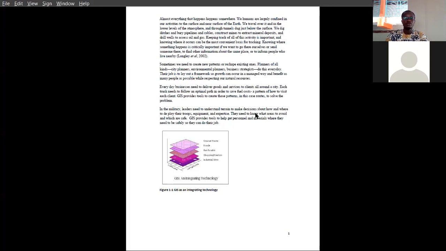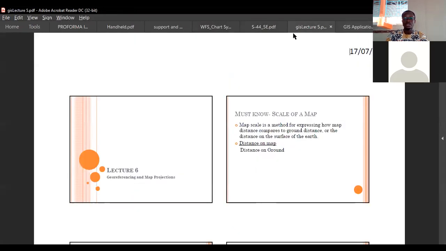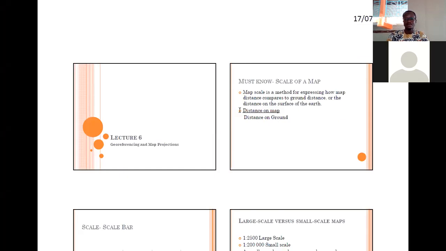If you're looking at my PowerPoint, then obviously you'll be seeing something on map scale for now. I'm showing you map scale, am I? Yeah, I think I am. So, what is map scale? These are basic things you need to know. To know about any object, you need to know about its attributes and characteristics. So to know about a map, you need to know some of its characteristics. One of them is the scale of the map.